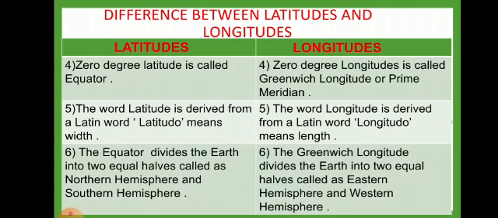Fifth point, latitude: the word latitude is derived from the Latin word latitudo, meaning width. Fifth point, longitude: the word longitude is derived from the Latin word longitudo, meaning length. Sixth point: the equator divides the earth into two equal halves called the northern hemisphere and southern hemisphere. Longitude, sixth point: the Greenwich longitude divides the earth into two equal halves called the eastern hemisphere and western hemisphere.